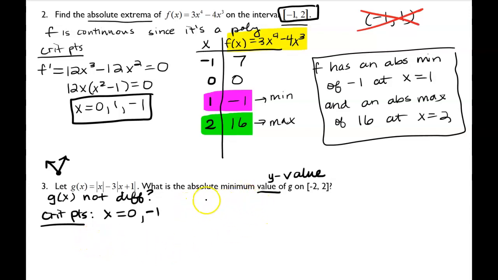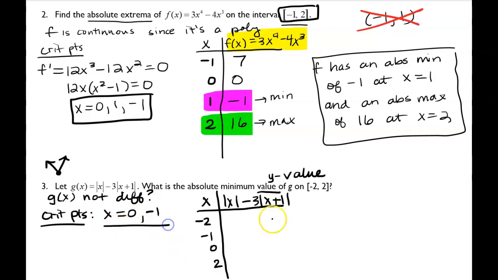All right, so now I'm going to go ahead. I have my endpoints as well. And I will plug that into this absolute value equation, my g of x in this case. I'm going to evaluate at -2, at -1, 0, and 2. Once again, it's my critical points from here, my endpoints from here.